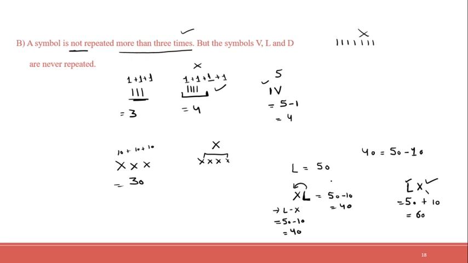So this is why we don't repeat a digit more than thrice. We have other symbols for that. We can arrange from 5 and so on.